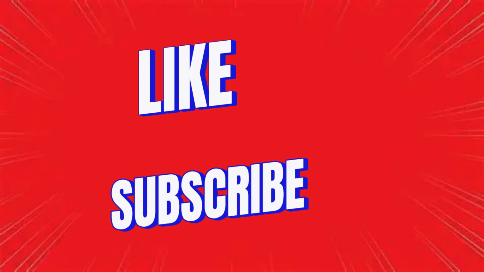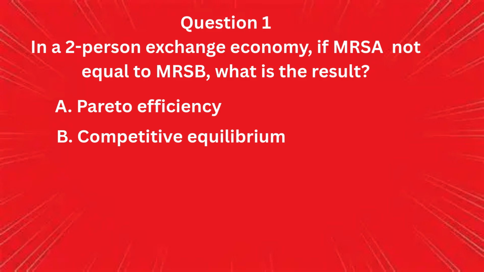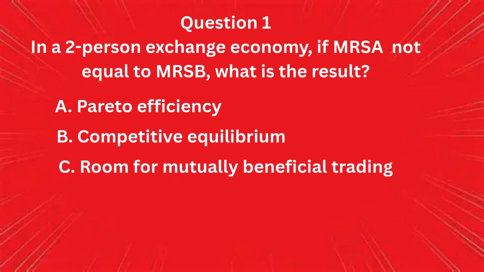The 20-question advanced challenge. Question 1. In a two-person exchange economy, if MRS_A does not equal MRS_B, what is the result? A. Pareto efficiency. B. Competitive equilibrium. C. Room for mutually beneficial trading. D. Market collapse.